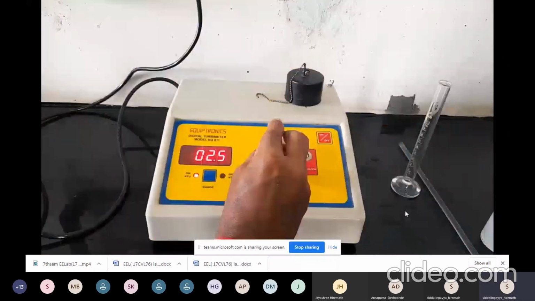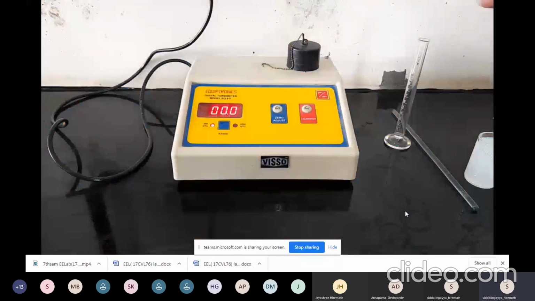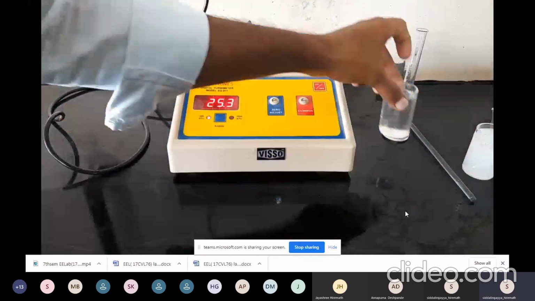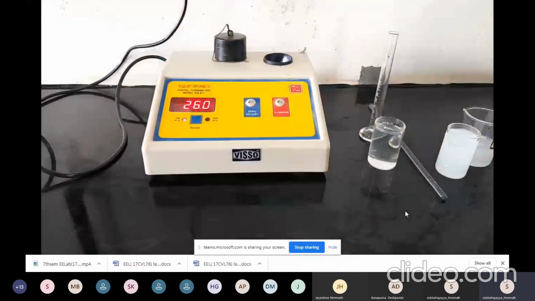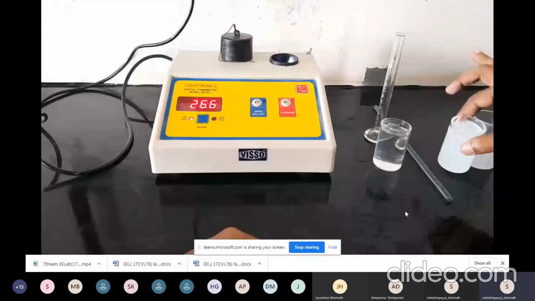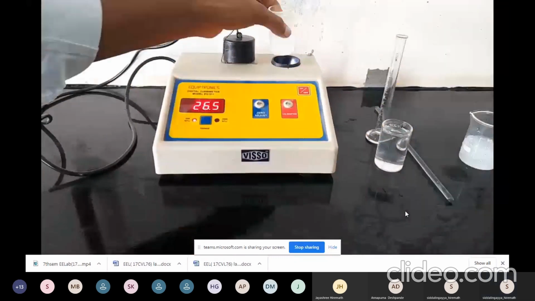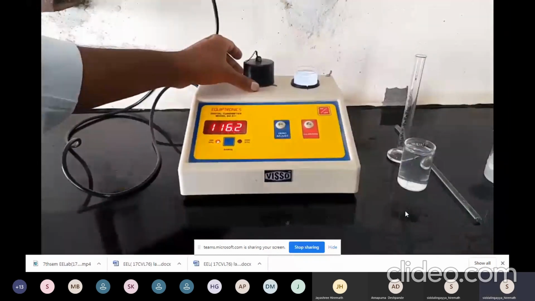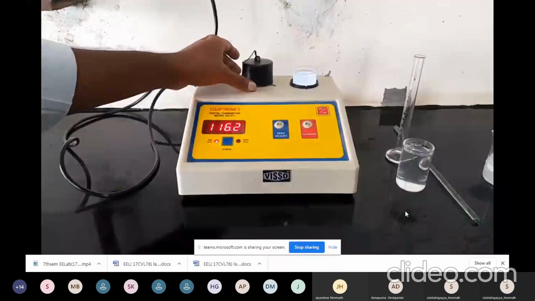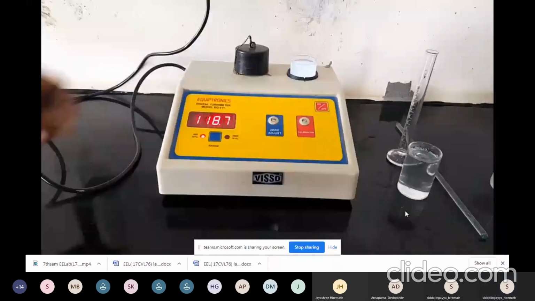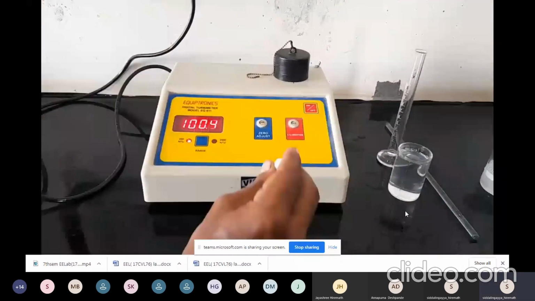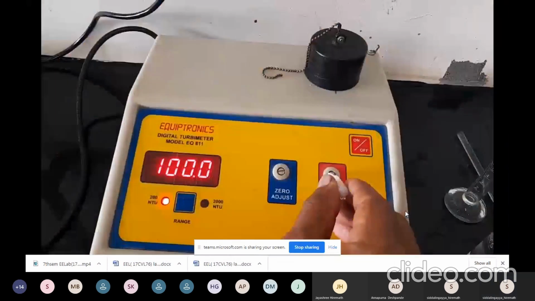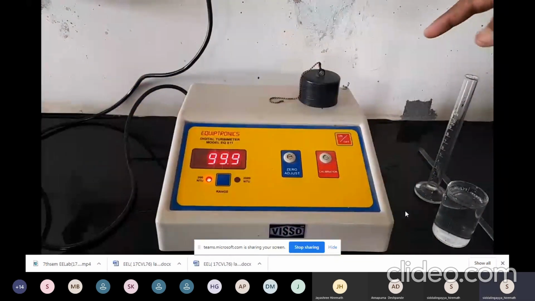Now, remove the distilled water. Similarly, you have to calibrate the instrument by keeping the standard solution, which is known as Formazine, which is nothing but the mixture of hydrazine sulfate and hexamethylenetetramine, and adjust the reading of the instrument to 100. Just remove the standard solution from the chamber.